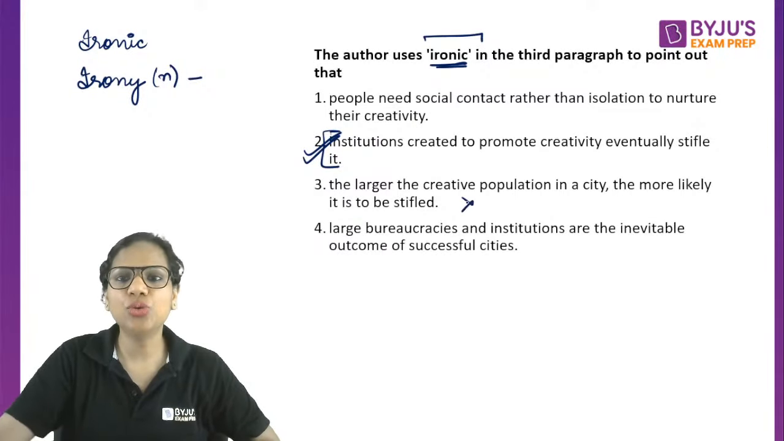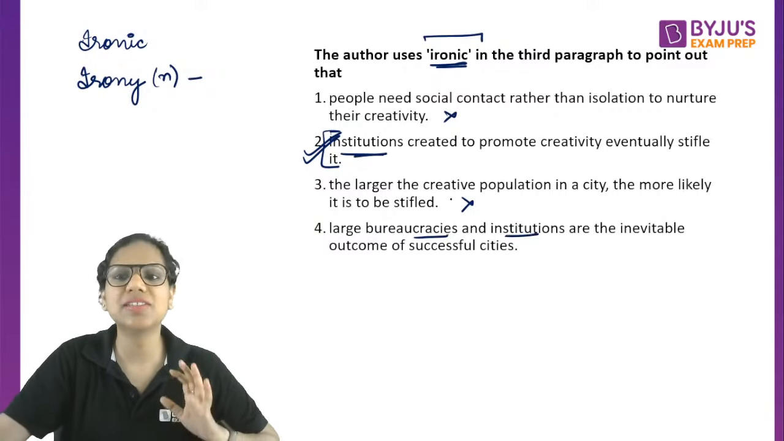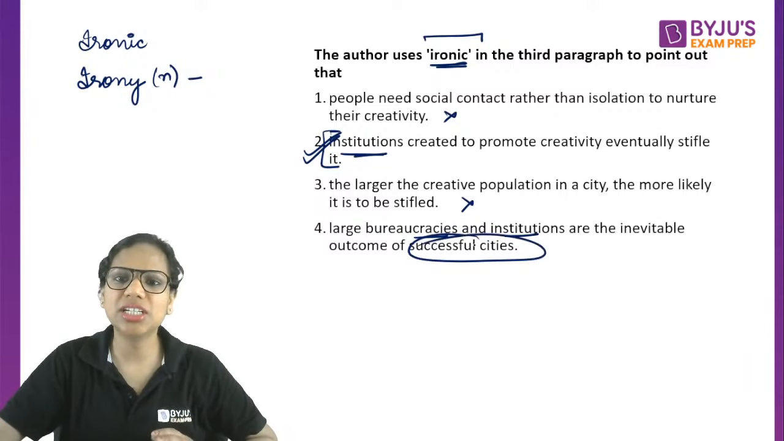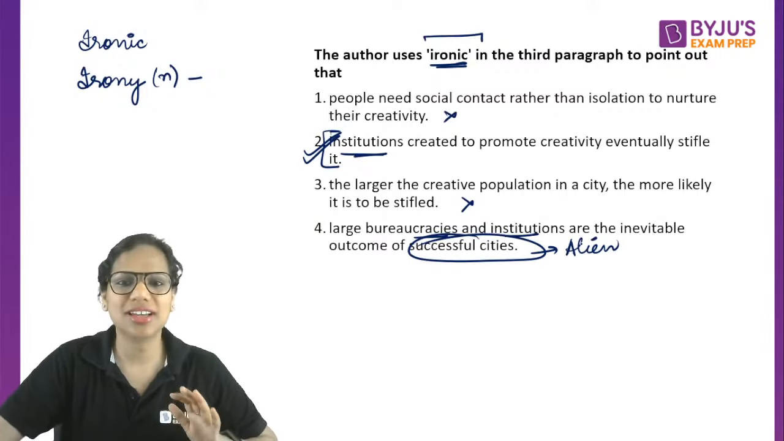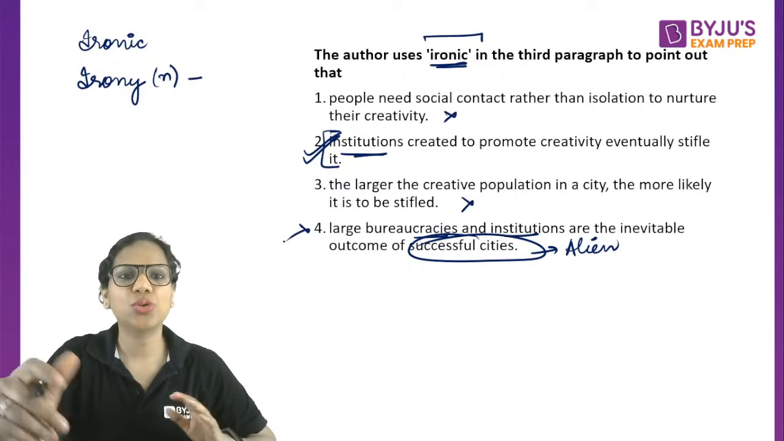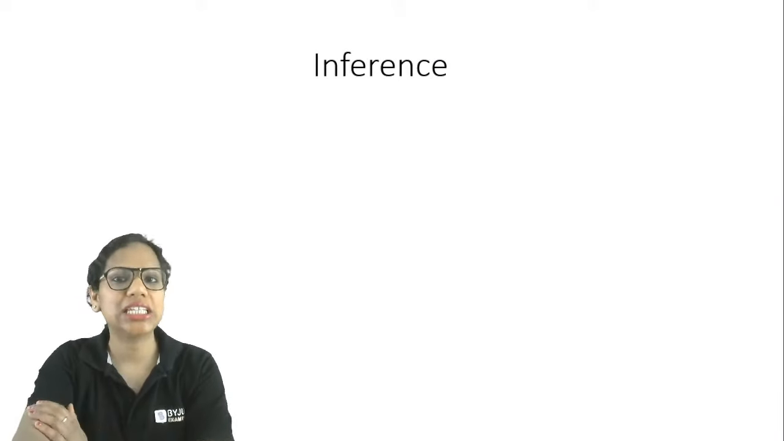There are only two options here that actually talk about institutions. So bureaucracies and institutions. These two, 1 and 3, could be very easily eliminated. Successful cities have not really been discussed. So this becomes alien. Yes, not discussed. Eliminated. 2 is our answer. And we have also understood the meaning of irony now.